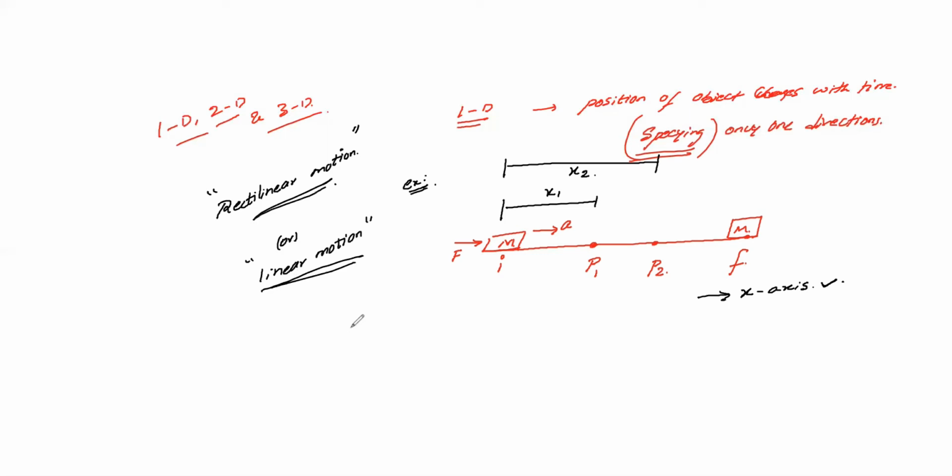Rectilinear motion or linear motion. Examples, whether it is horizontal or vertical, it is a straight line alone in only one direction. Like for example, motion of a train in a straight track.